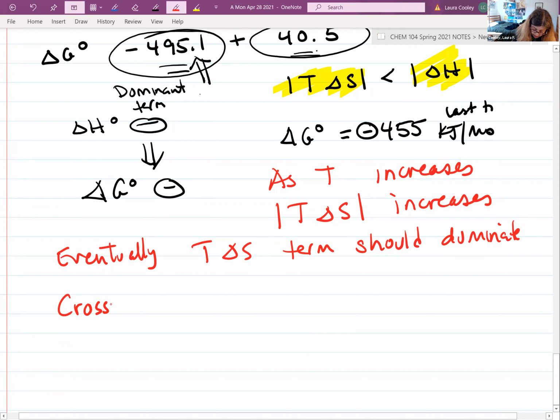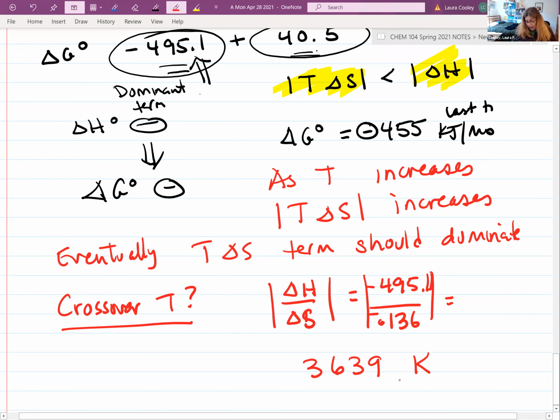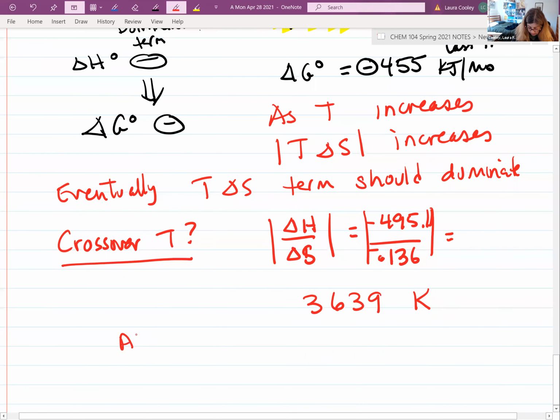So when is this going to happen? What is the crossover temperature? Do we really have to worry about this? Well, let me show you what the temperature turns out to be. If you take the magnitude of delta H divided by delta S, that's 495.1 divided by 0.136. These are both negative, so the signs don't really matter, but they never will with the absolute value. And that comes out to 3,639 Kelvin. Well, that's really high.